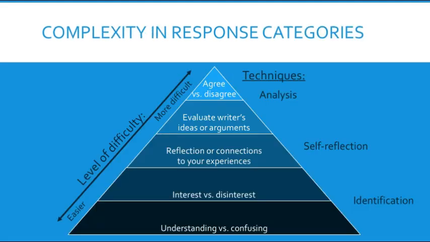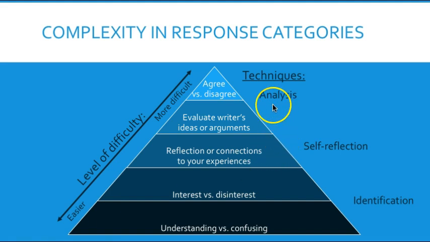If you were going to look at the complexity of what you're doing with these different categories of response, you can look at this pyramid here. On the bottom is the most foundational: understanding something versus having something be confusing, having interest versus disinterest, then reflection or connections to your experience, getting more difficult. More difficult than that, evaluating the writer's ideas and arguments. And lastly, agreeing versus disagreeing with their message.